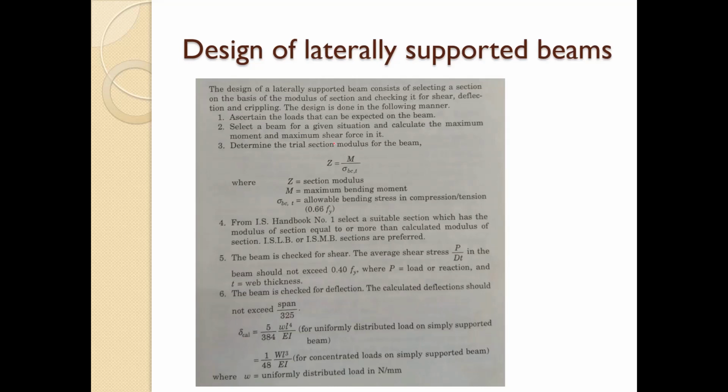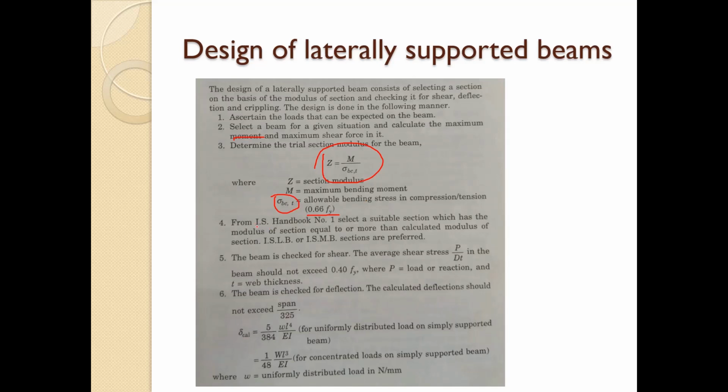Determine the trial modulus of section for the beam by using this formula, that is Z equals M divided by sigma bc into t. Z we have to find out, the M we have calculated over here, that is the maximum moment, and sigma bc and t according to code is 0.66 fy, which is the allowable bending stress in compression or tension.